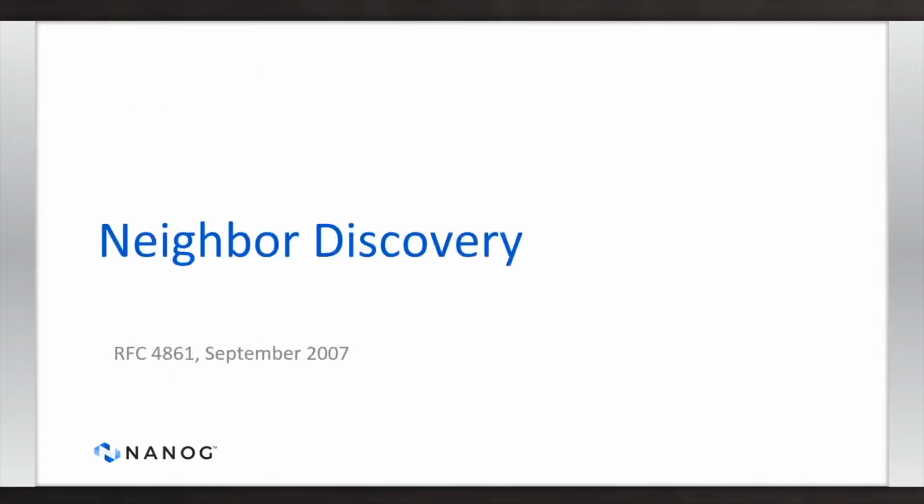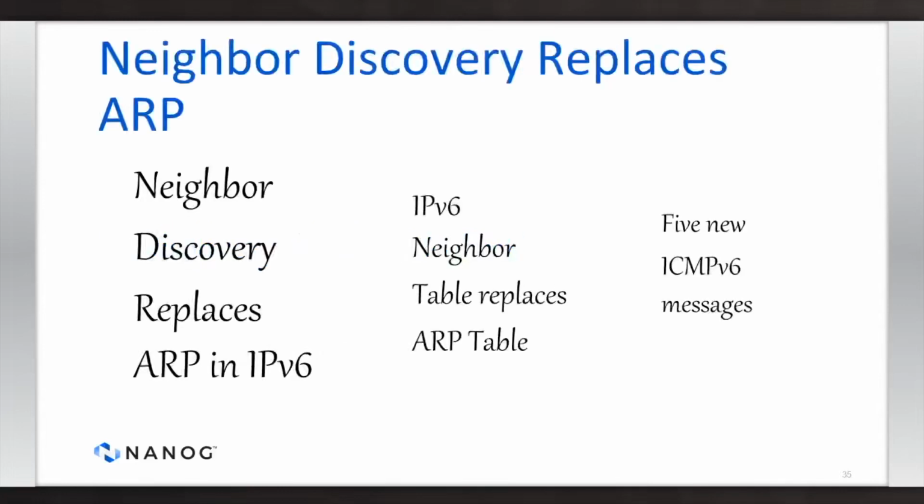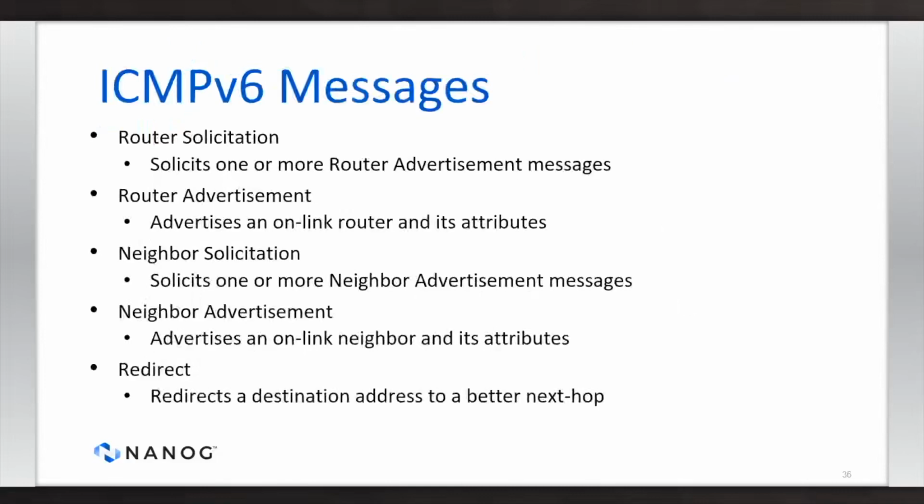Okay, next we'll talk a little bit about neighbor discovery. This is new in IPv6. And the big takeaway is that neighbor discovery replaces ARP in IPv6. When you wanted to find a mapping between a MAC address and an IP address, in IPv4 you use the protocol called ARP. In IPv6 you're going to do it with neighbor discovery, and it's basically built on 5 new ICMPv6 messages. Let's talk about what those messages are.